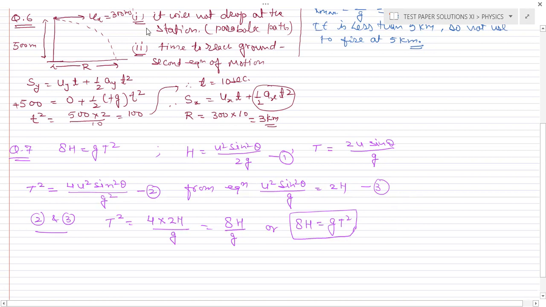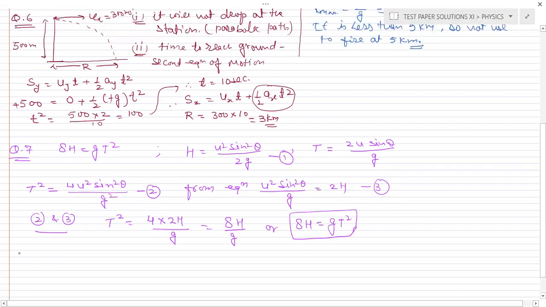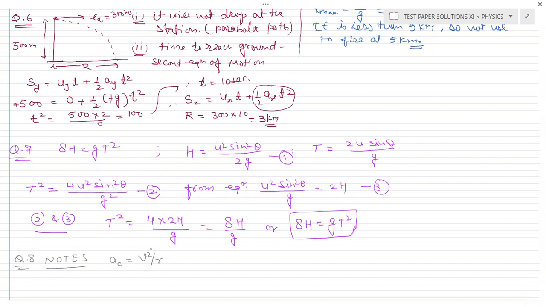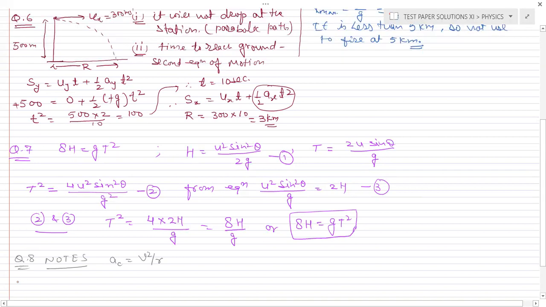Now question number 8, derive the expression for the centripetal acceleration. So question number 8 can be written from the notes. Centripetal acceleration AC is equal to V square upon R. Then question number 9, derive expression for the displacement, velocity and acceleration of the particle in 2 dimension. So this can also be found in the notes, right? This is also in notes.